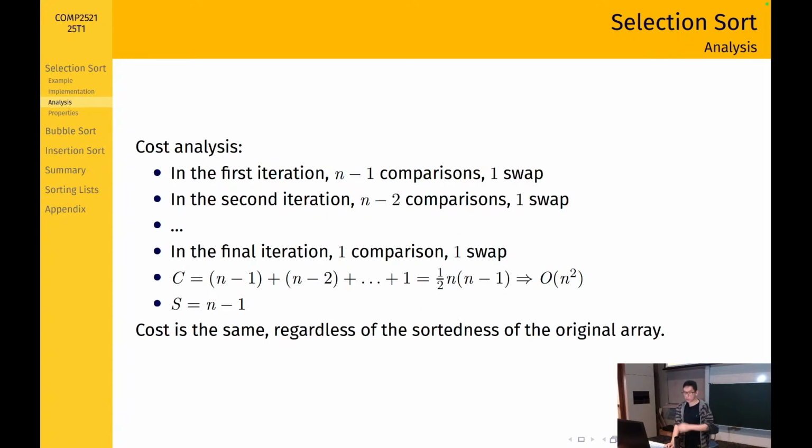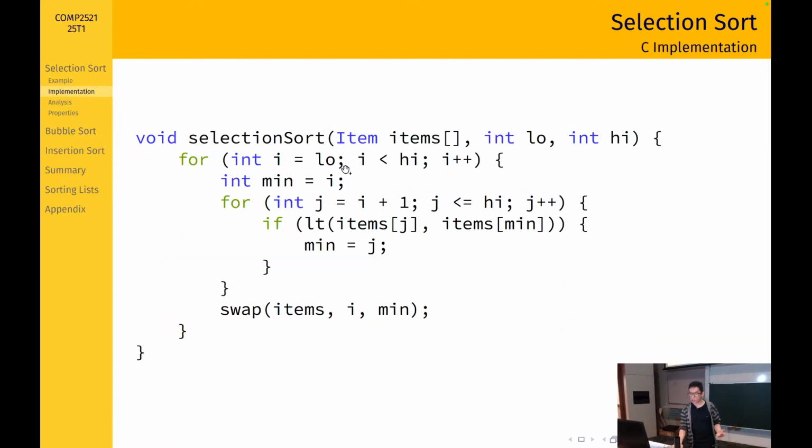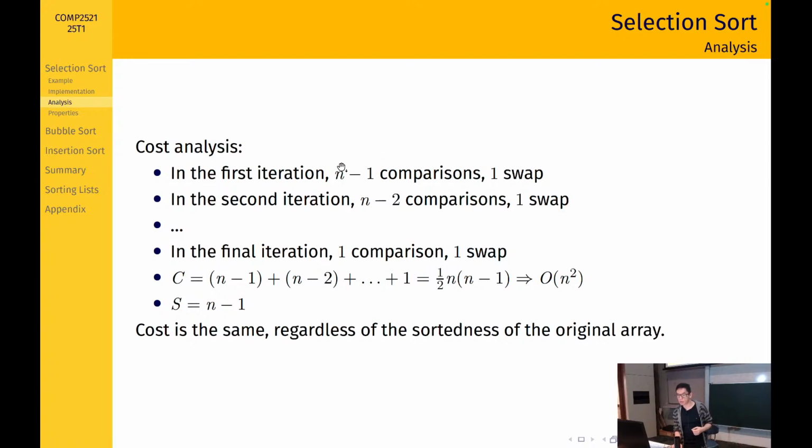Okay, so let's analyze selection sorting. What we're going to do is count both the number of comparisons that the sorting algorithm makes and the number of swaps. In the first iteration, let's think about how many comparisons we need to do. First of all, we take the first item in the array to be the minimum item. So we assume that's the minimum, and then we scan the rest of the array, so that's n-1 items, to see if we can find any smaller items. So that's going to take n-1 comparisons to find the minimum item in the first iteration.